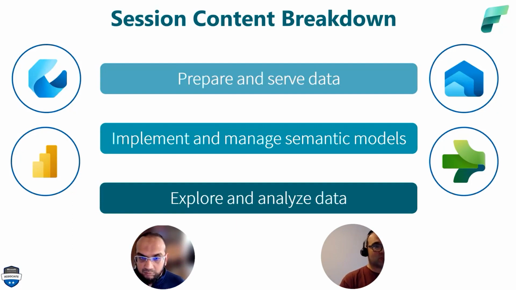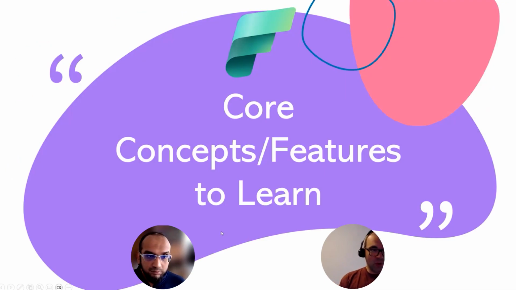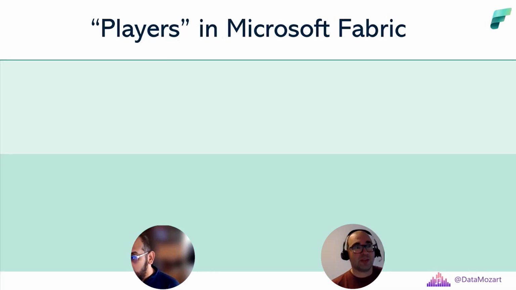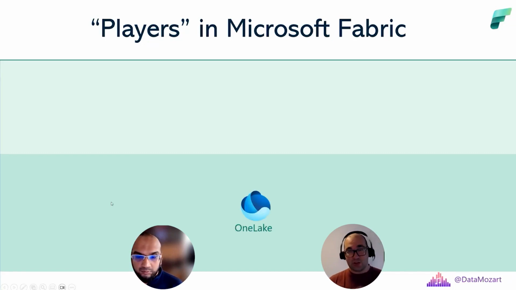So it makes more sense to try to break down this content as Microsoft did for this exam and these three big areas. So what are the core concepts and features to learn? Just a one slide short overview of what Fabric is. If anyone here is brand new to Fabric, that may help you to get like this first impression what Fabric is about. So we have OneLake as a storage layer and a central location for storing all the data.